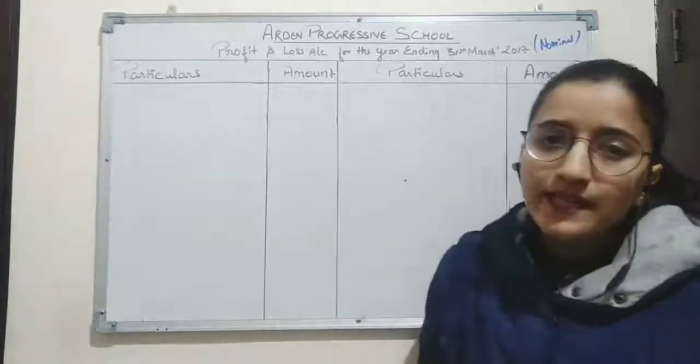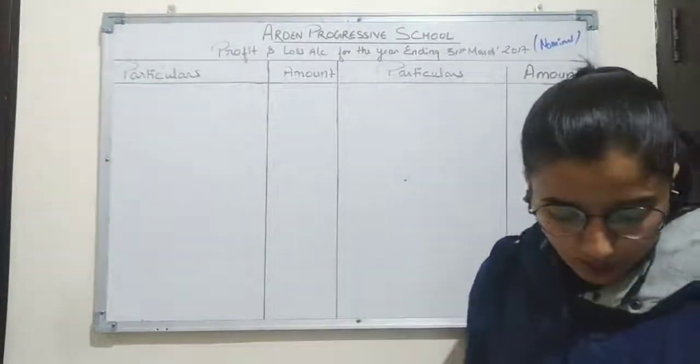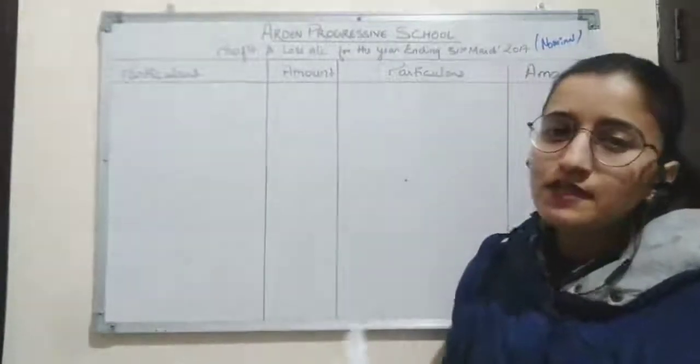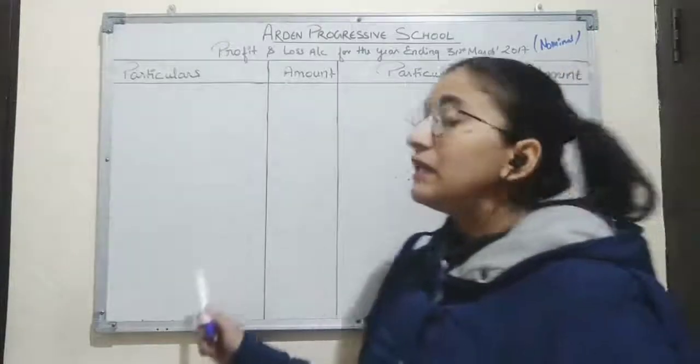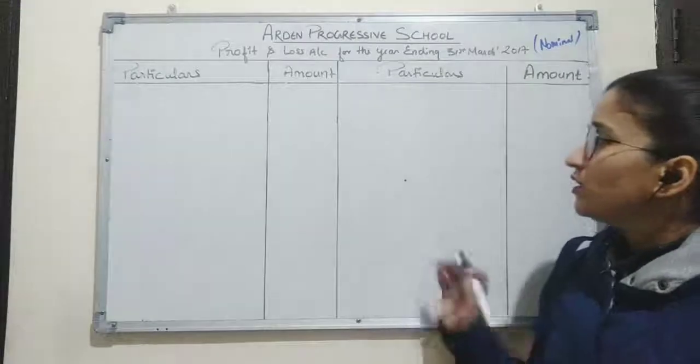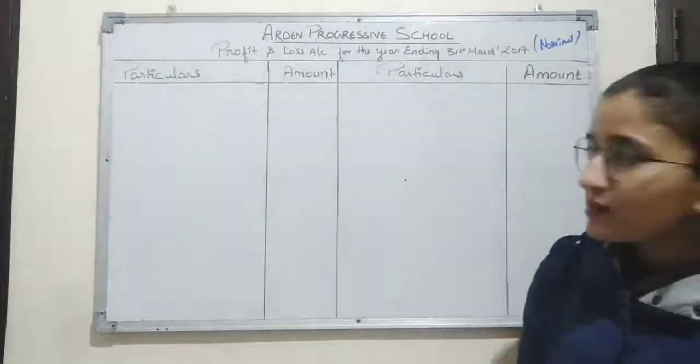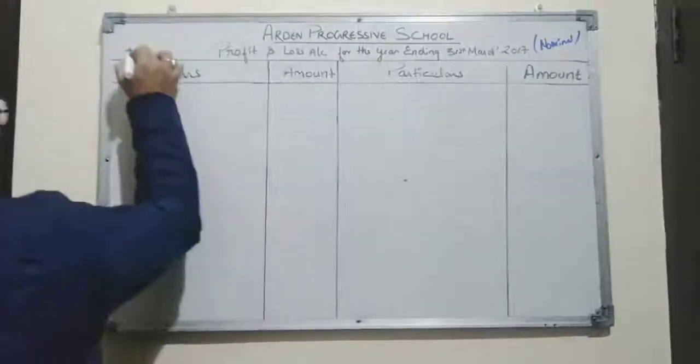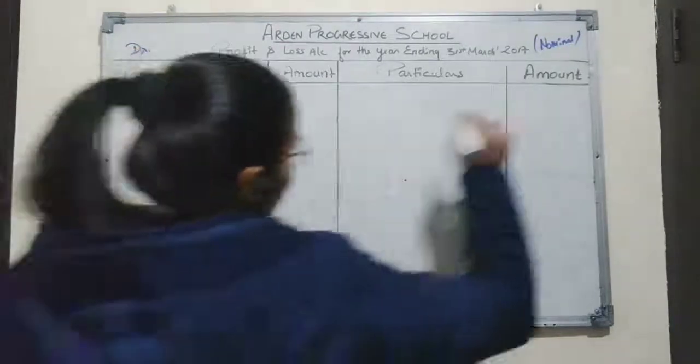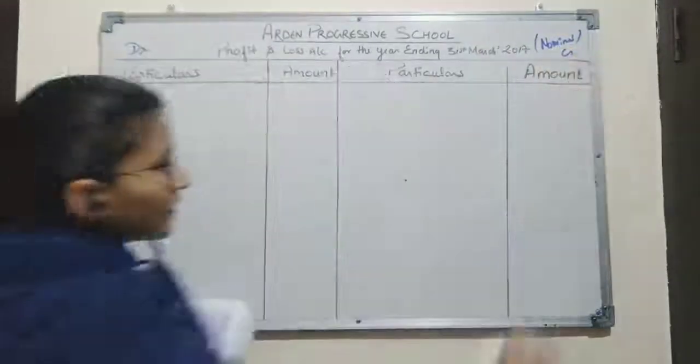So here all the expenses and incomes are given in the question. We have to plot these expenses and income on debit and credit side of profit and loss account. So here is the format for preparing profit and loss account. Particulars amount of debit side and particulars amount of credit side.